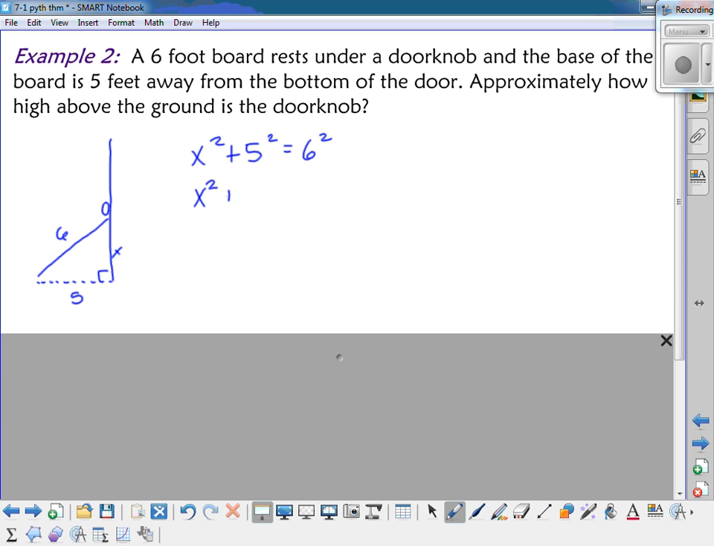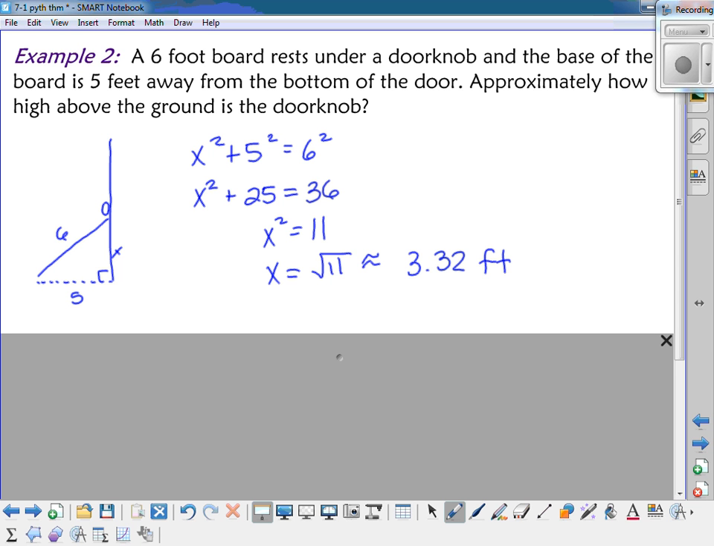So you go ahead and square them out. So 5 squared is 25, 6 squared is 36. And then if you subtract 25 from both sides, you get that x squared is 11. And so x would just equal the square root of 11, which is approximately 3.32 feet.